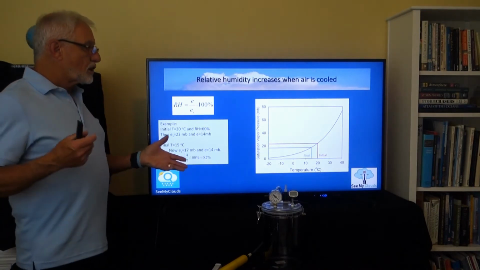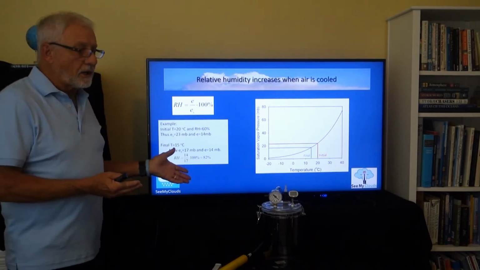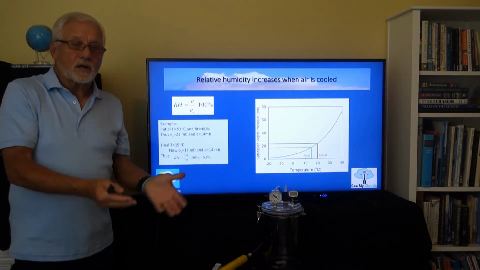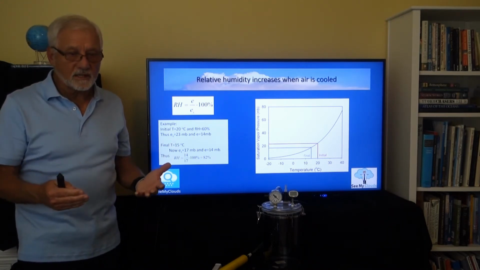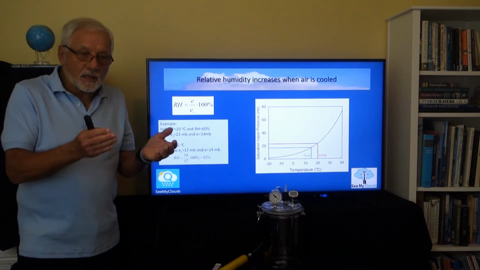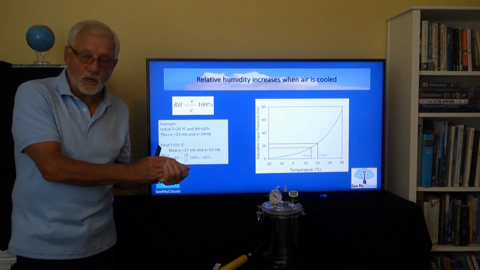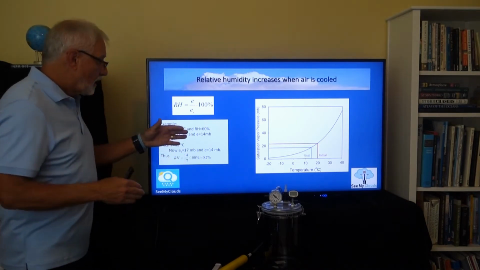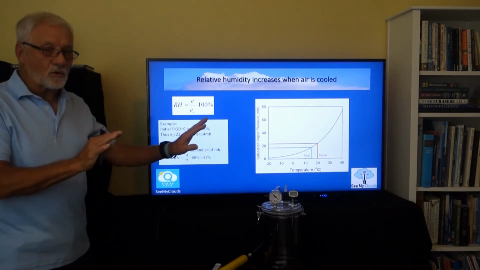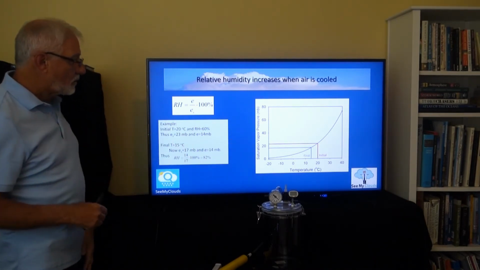So I'm going to use an example here to show that when we cool air, the relative humidity actually goes up. And this is critical to cloud formation, because we're going to find that if we cool the air and we actually get to the point where we're at saturation, we can form a cloud. So let's illustrate this a little bit more. I have a few little numbers here, but hopefully that's not too complicated.